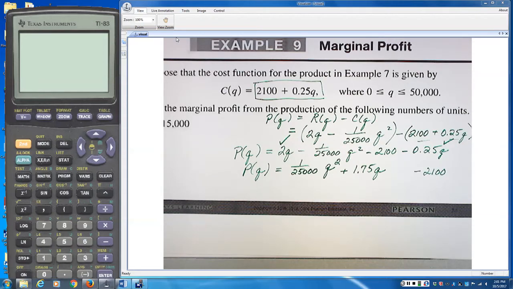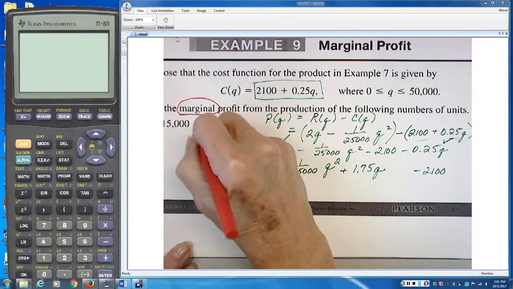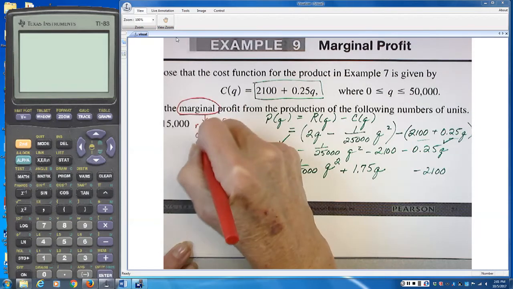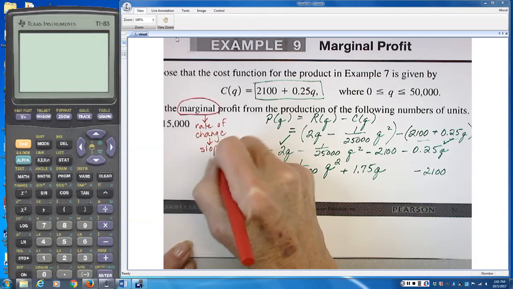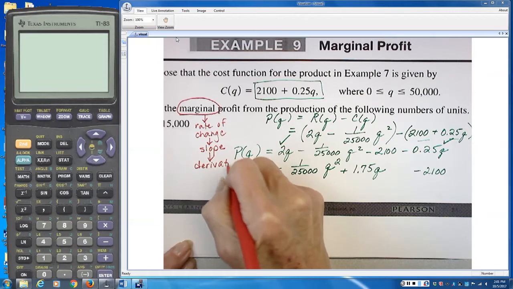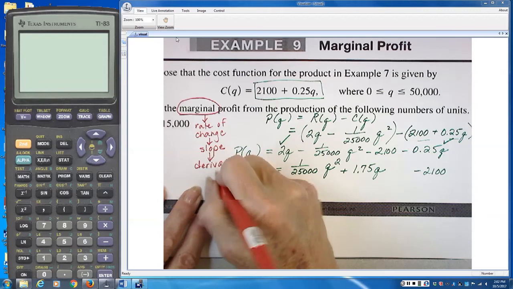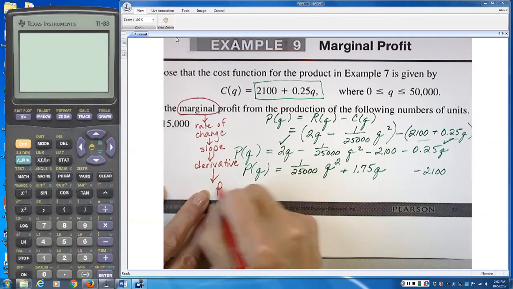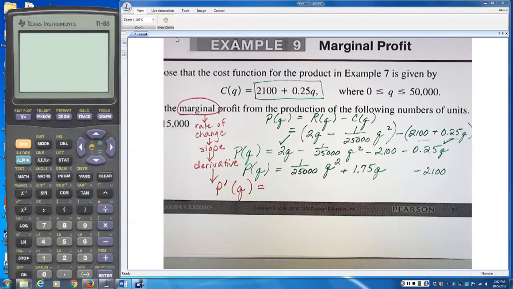Now, if you want to know the marginal profit, because that's what it says we want, marginal means rate of change, which also means slope. And both of those mean derivative. You've got to get those all tied up because those are all the same thing. So that means we're looking for P prime of Q. We need the derivative.